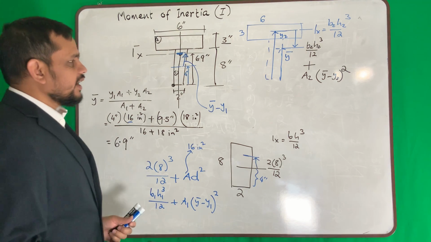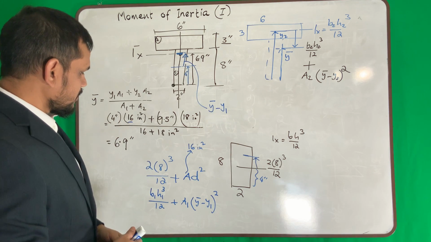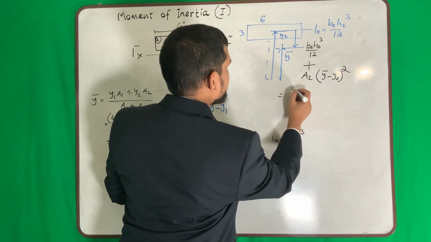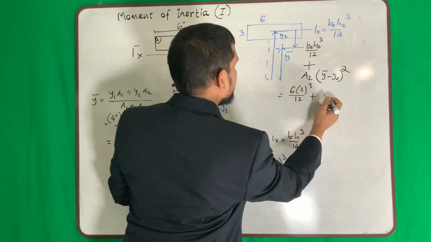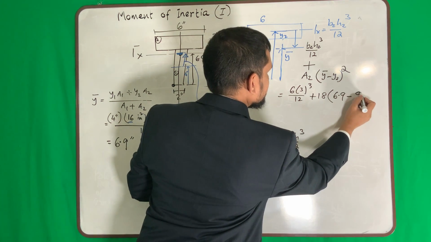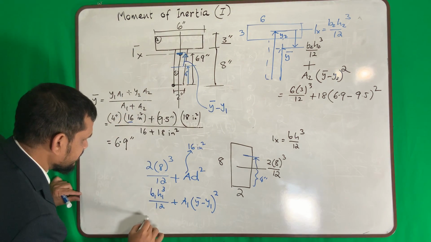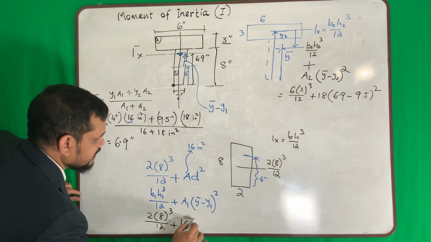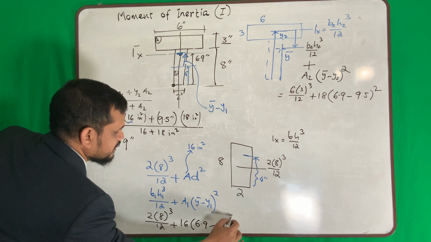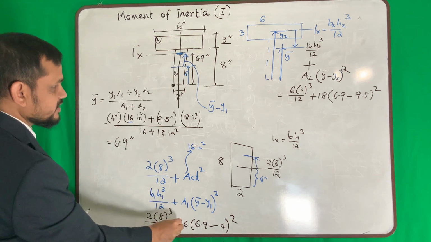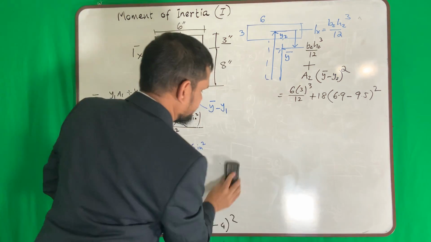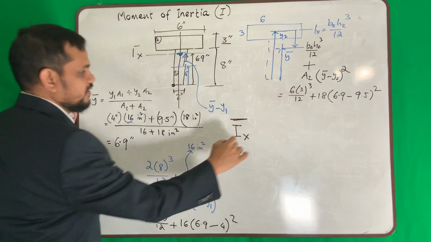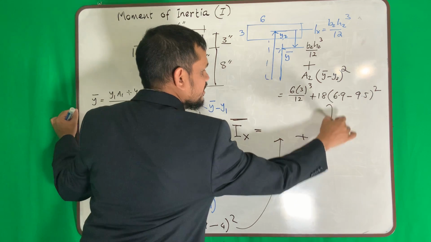Okay, so what can I do? You can do it manually like this plus this, or find it very quickly. So if I want to find, okay, find this portion first. B2 is 6, 3 cube by 12 plus area is 18, 6.9 minus 9.5 square. And here you found 2, 8 cube by 12 plus A1 was 16, y bar 6.9 minus y1 was 4, square. So your combined I about the combined centroid will be whatever you found here plus whatever you found there combined.